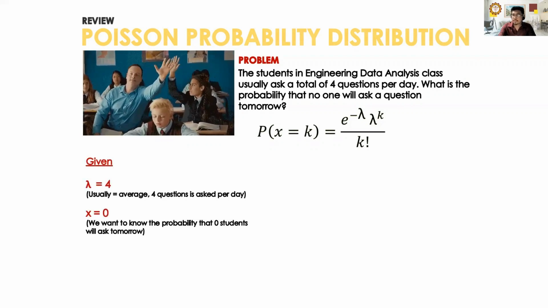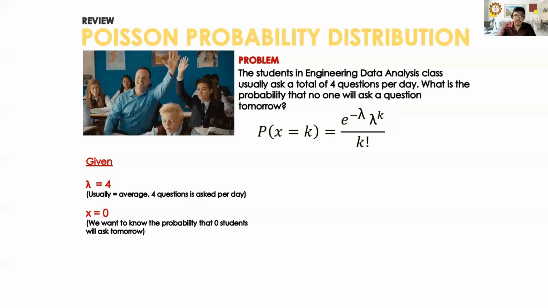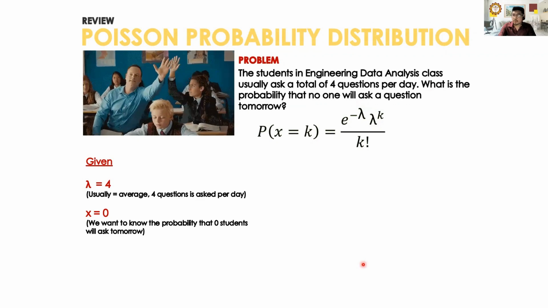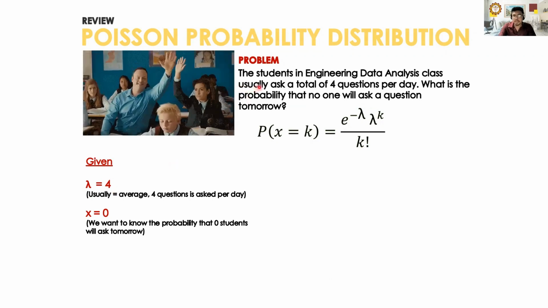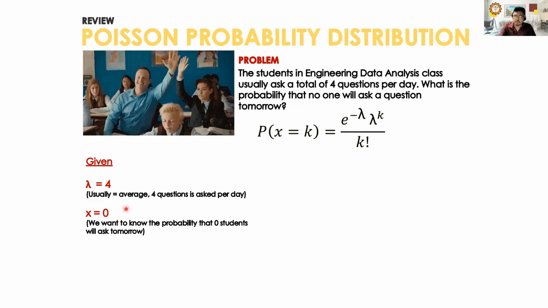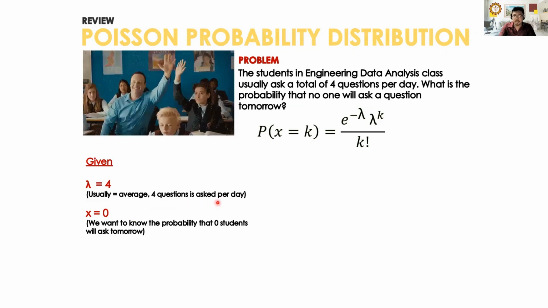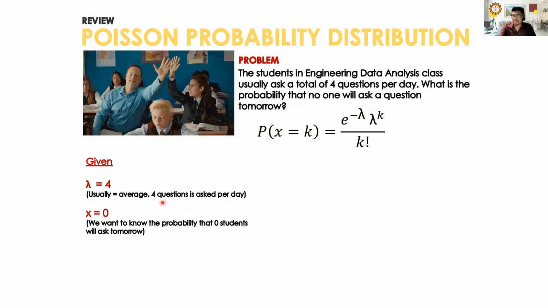We are given the average number of times an event will occur in a specific period of time. And the average number of times that the event will occur is denoted by the symbol lambda. This symbol here, lambda. So we are going to define the given values in the problem. So our lambda here is 4. Based on the problem, the term "usually" is normally an indication of an average value. So 4 questions are asked per day by the students, or a total average of 4 questions asked per day.